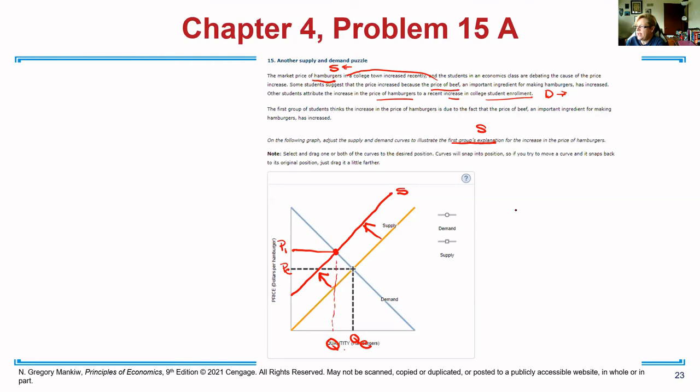So essentially what's happened in this part of the question, price has increased, that's true, and the quantity has decreased, all else held constant, other things equal. So that's the first part of the question.